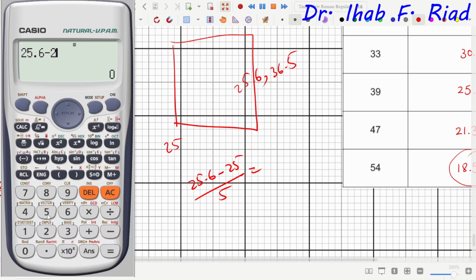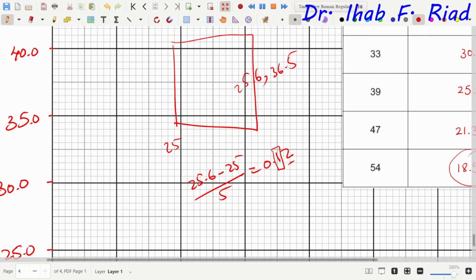25.6 minus 25, and we divide by 5, we have 0.12. So it is one small square and a little bit further away. Okay, so it is 0.1, and over here.